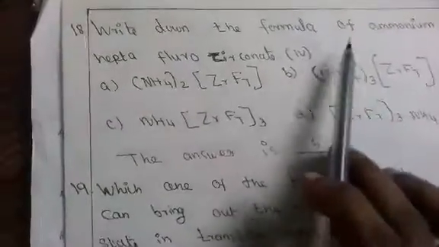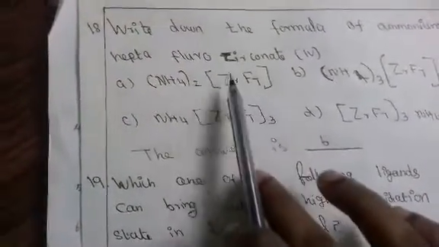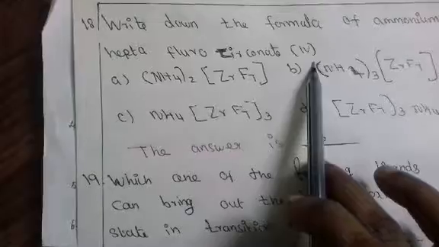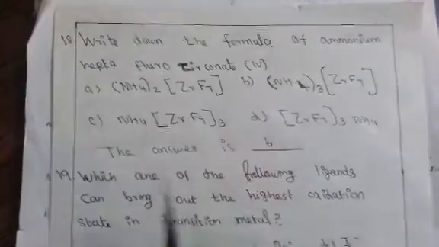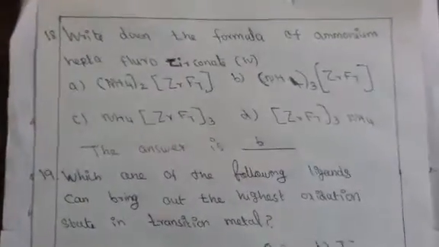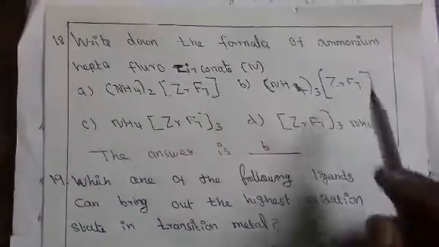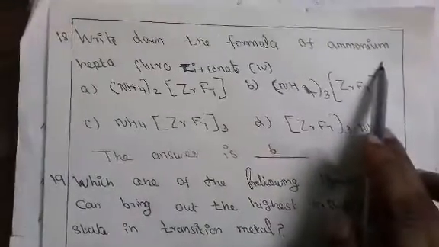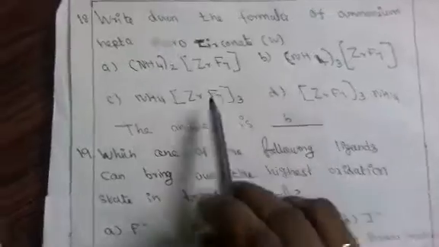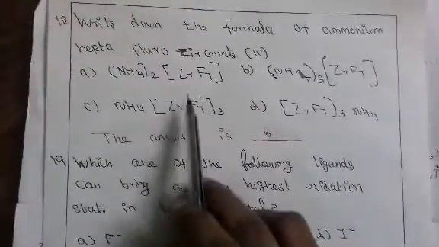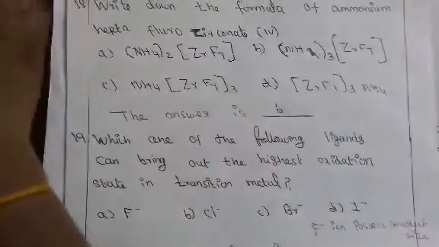Write down the formula of ammonium heptafluorozirconate(IV). Here it ends with zirconate(IV), so the complex ion is an anion. The cation is ammonium, so NH4 is present at first. Here also you have to find out the charge of the zirconium ion.